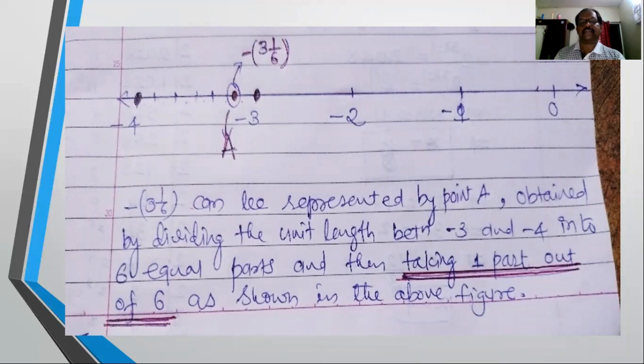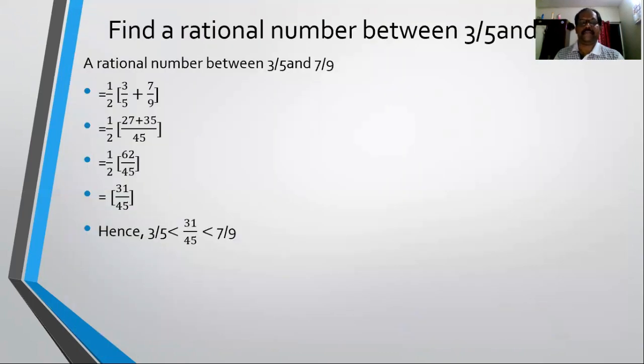Since minus 3 1 by 6 lies between minus 4 and minus 3, again that unit length between minus 4 and minus 3 should be divided into 6 equal parts, and the first part will represent the given rational number minus 3 1 by 6. That is, 6 times 3 is 18, plus 1, so minus 19 by 6 is the required rational number represented on the number line. Students, you can practice such examples of how to represent a rational number on the number line. Now let's move ahead.